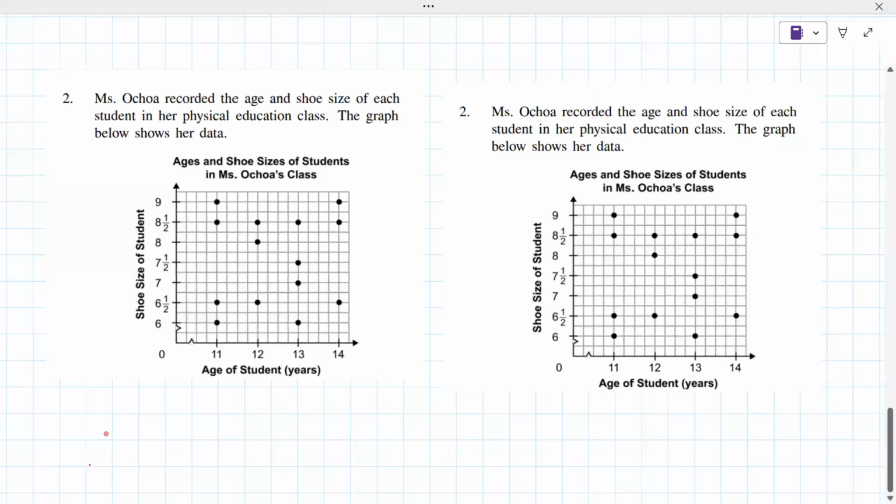Are either of these trend lines correct? No. Yeah, neither of them is correct. There's actually no trend. Did you guys talk about that in class? Yeah. Okay. All right.